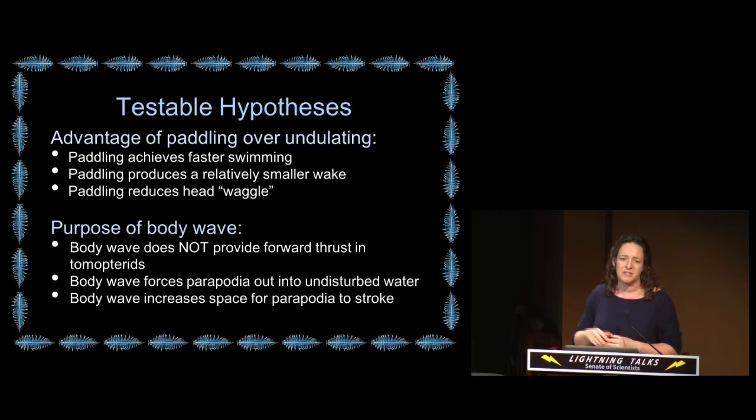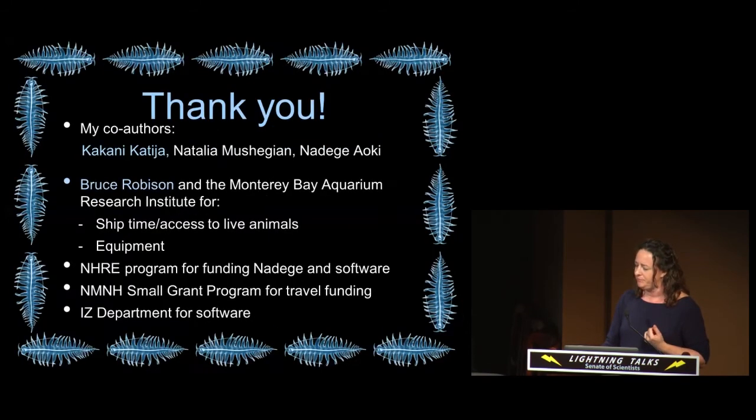So what I've done now is break down the data that we have into basically 2 groups to ask questions. So we have a ton of data that we can look at. Why is it more advantageous for pelagic animals to paddle instead of undulate? And what is the body wave for? Because they clearly still do it. With that, I just want to thank my co-authors, and particularly Bruce Robison and the Monterey Bay Aquarium Research Institute that made it possible to see these animals.